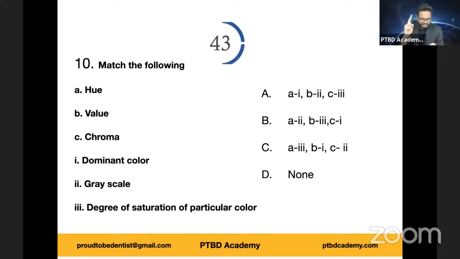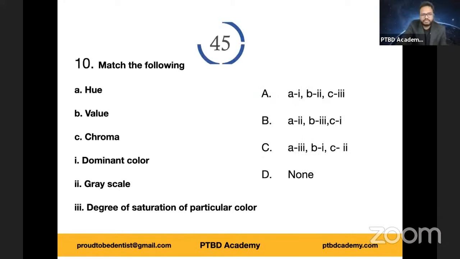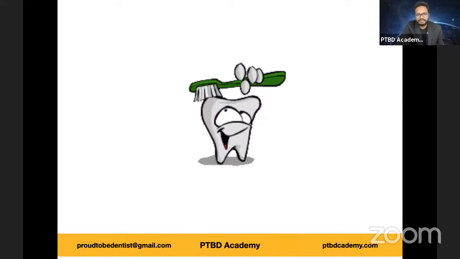Aditi chose option C. I caught you, Aditi. Okay, I'm just kidding. So hue is the dominant color, value is grayscale or degree of lightness and darkness, and chroma is the degree of saturation of a particular color, as you can see in this specific illustration. So option A, as the majority of you have chosen, is the right answer. Well done, very good. Now let me know your scores.